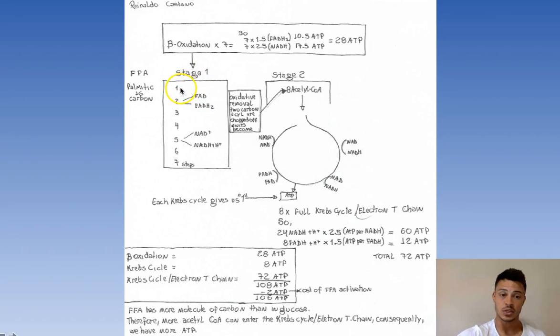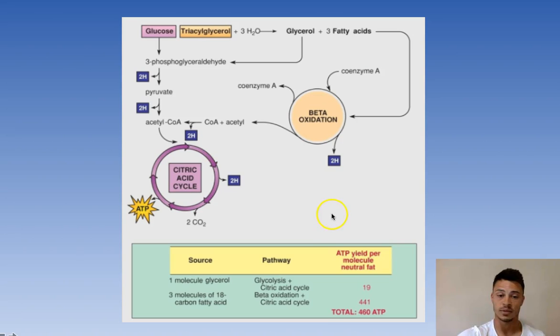So in this first stage, we have 7 steps, so 7 chemical reactions that started with palmitic acid, a 16 carbon chain. This chain can be up to 24 carbons. The 16 carbon chain is the most common one. When we arrive at stage 2, we will have 8 acetyl-CoA, which will give us 8 full Krebs cycles. So a specific number of ATP will be formed in the system.